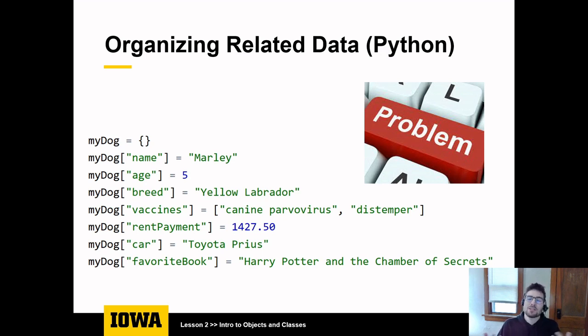Dogs don't have rent payments, dogs don't have cars, but yet we have the freedom to add these different attributes to our dog, right? Because the only thing really establishing that this is a dog is the name of this variable. So this is the assumption of an object-oriented programmer: if you grant this freedom to put whatever data you want on something, it's going to get abused, and data that's not supposed to be associated with this dictionary is going to end up on it.